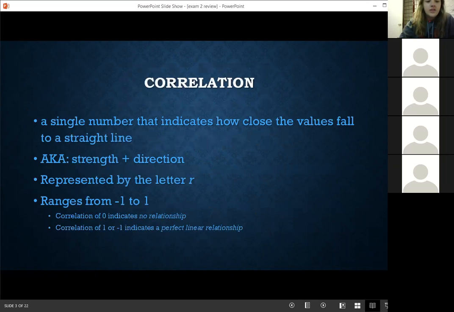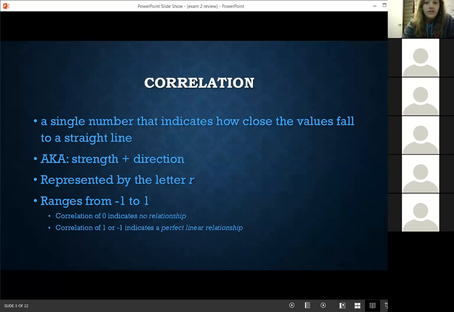So the first thing we talked about was correlation in general. Correlation doesn't have a value to it. It's really just talking about the strength and direction of something. The strength is represented by how large the number is, and the direction is represented by whether it's a plus or a minus.